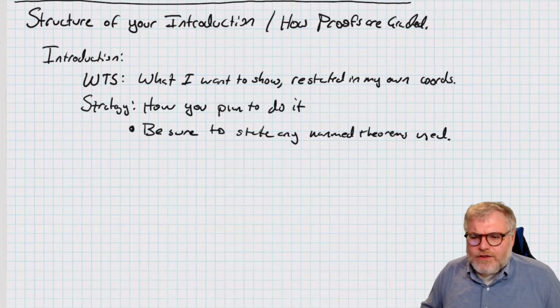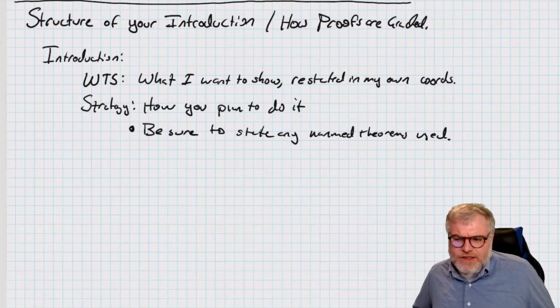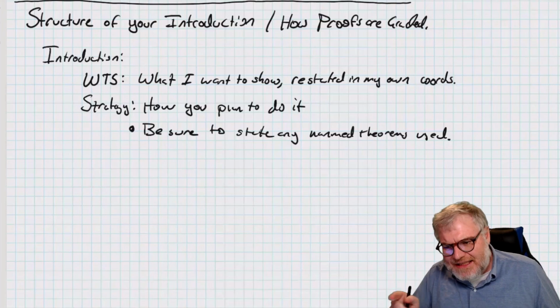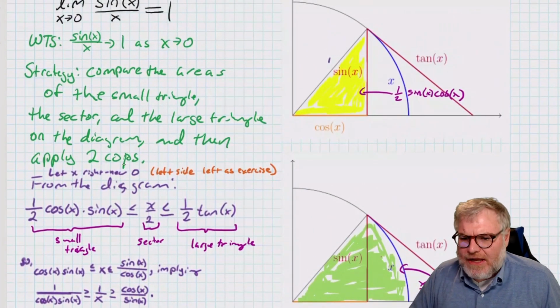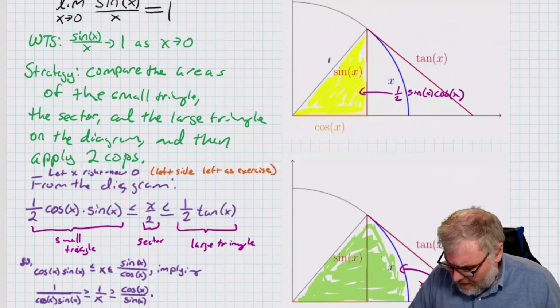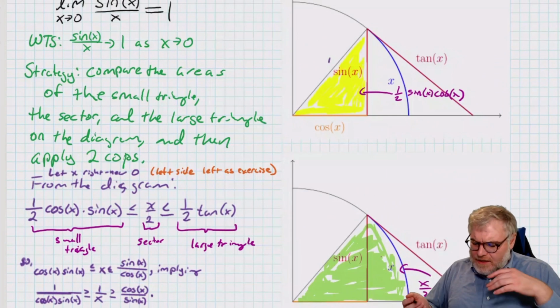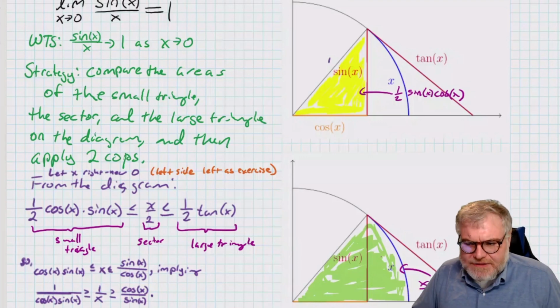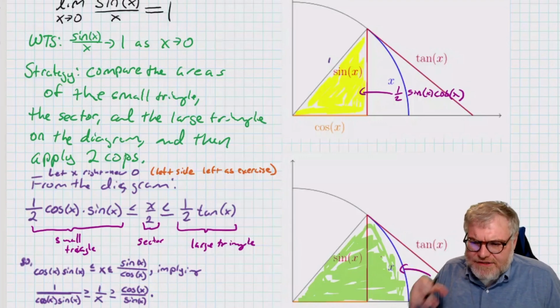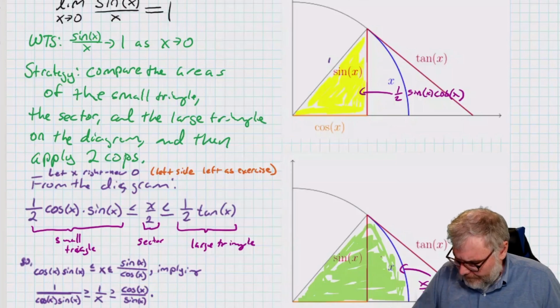In my strategy, I'm going to say how I'm going to do it. And be sure to state any of the named theorems you used. So here I'm using the squeeze theorem. Notice here in my strategy, I stated what I was going to do. I'm going to compare the areas of the small triangle, the sector, and the large triangle on this diagram, and then I'm going to apply the squeeze theorem. And that's a very short way of saying what I'm about to do.